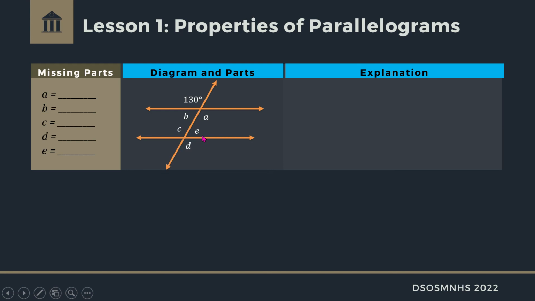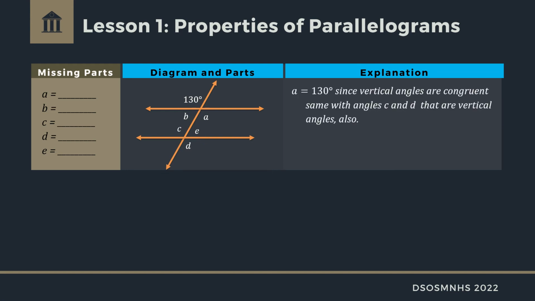So how are we going to solve for those missing angles A, B, C, D, and E? So first, angle A is 130 degrees since vertical angles are congruent. Same with angles C and D that are also vertical angles. So again, opposite 130 is 130. And based on the illustration earlier on the transversal line, there are four, A and A. So regardless of whether they are named angle C, angle D, since they are vertical angles, their measurements are also the same.